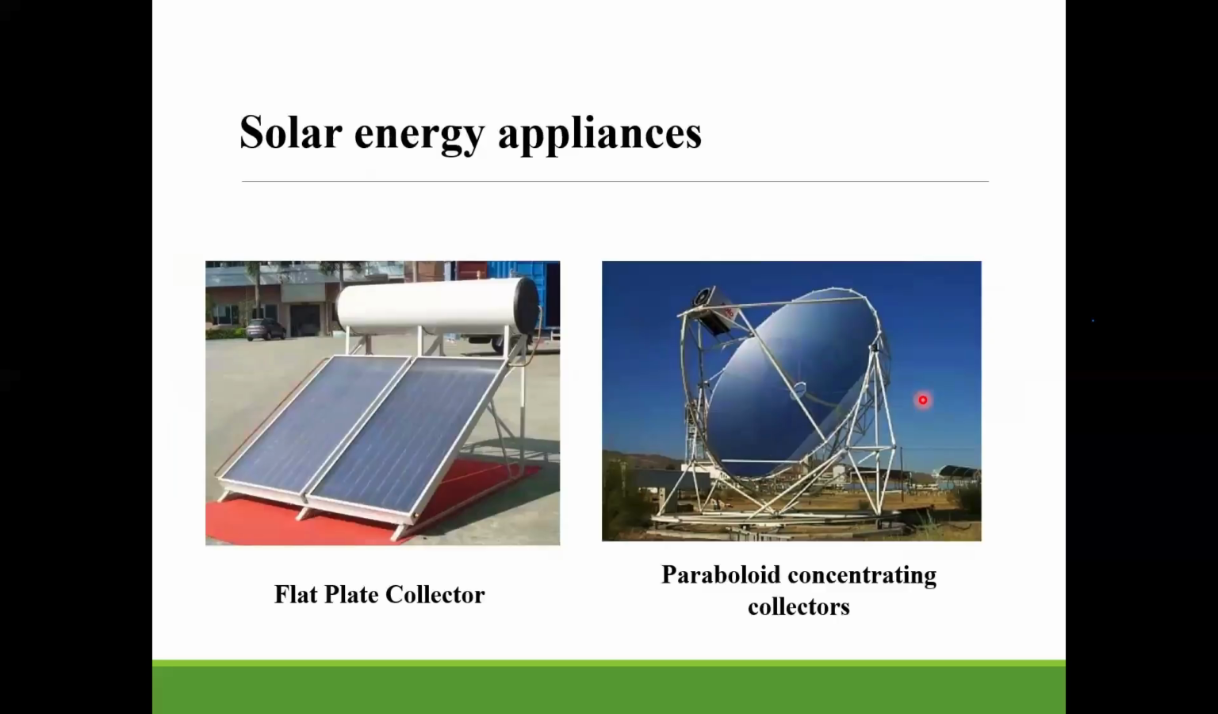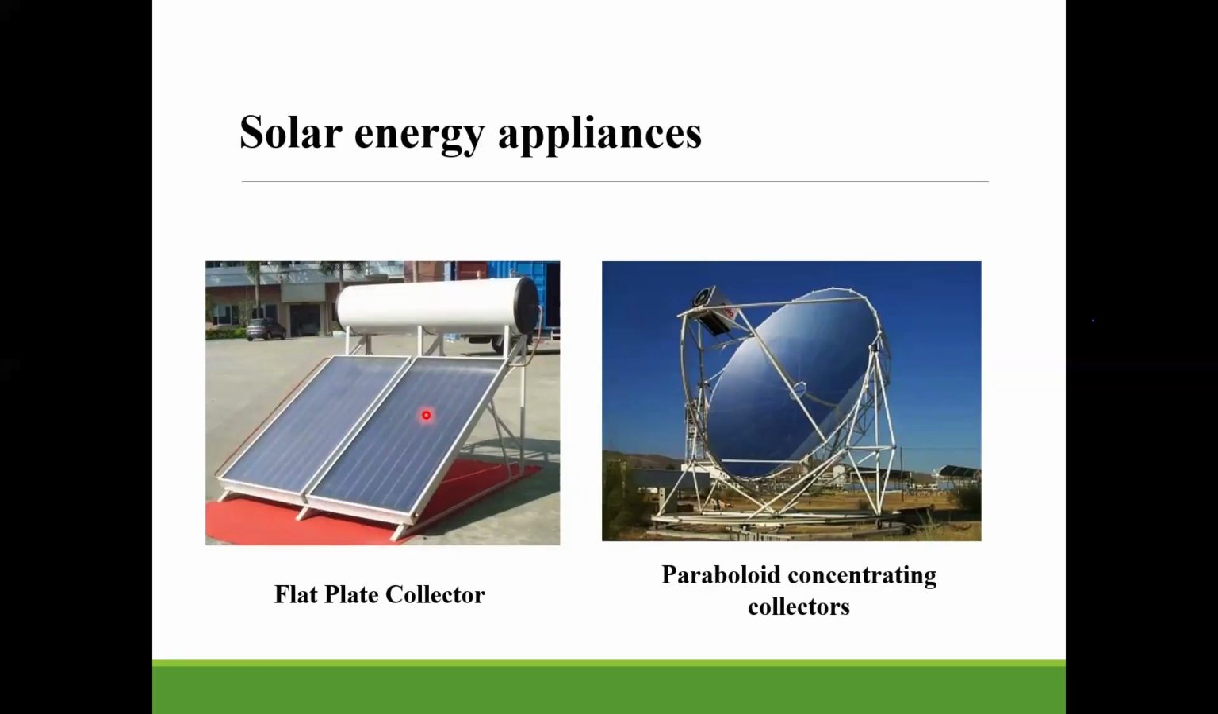Then solar energy appliances also we'll be studying here. This is the first one, the flat plate collector, which we usually observe on the rooftops of our buildings. It is used for heating of water by using solar energy. Here you can see some lines; these are nothing but the pipes in which water flows. Below that there is one black surface, which is used to absorb most of the solar energy.